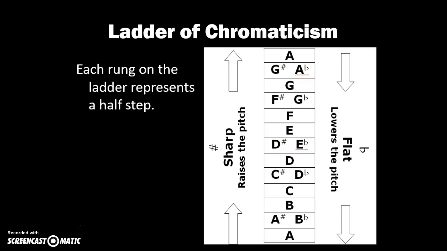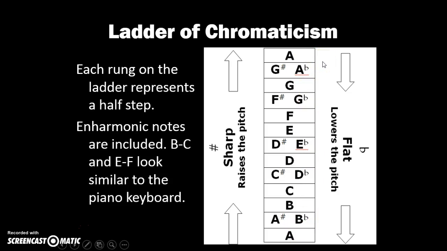On the ladder of chromaticism, you've got each rung representing a half step. So if we started from this A and went all the way up to this A, we end up with a full chromatic scale. The enharmonic notes are included, and notice that between B and C and E and F, we don't have an enharmonic note. Those are the 2 places on the piano keyboard where there is no black key in between the white keys.